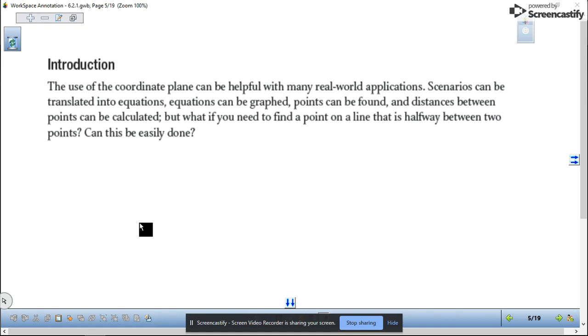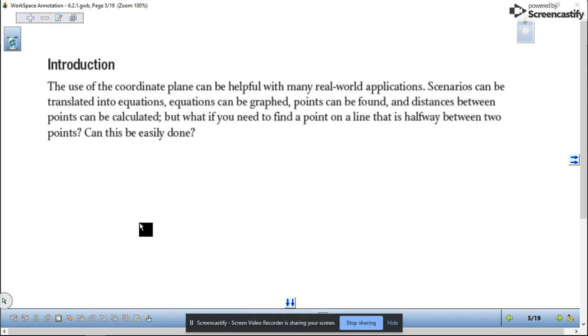All right, guys, for 6.2.1, we want to talk about something called partitioning a line segment. Let's just say, for example, you have a line segment and it has two endpoints, and you can figure out the length of that line segment. That's what we talked about in most of 6.1. But in 6.2, what if I'm looking for a point that's in between those two endpoints? That would be partitioning.